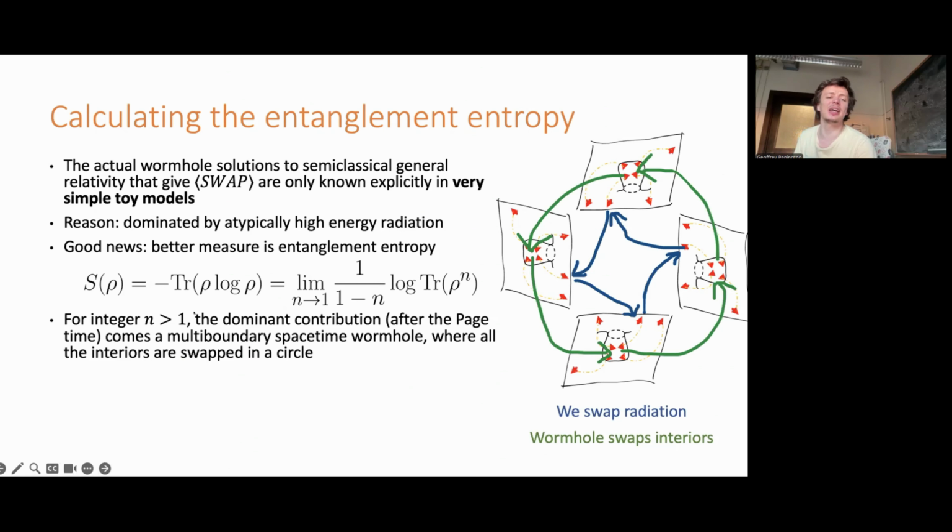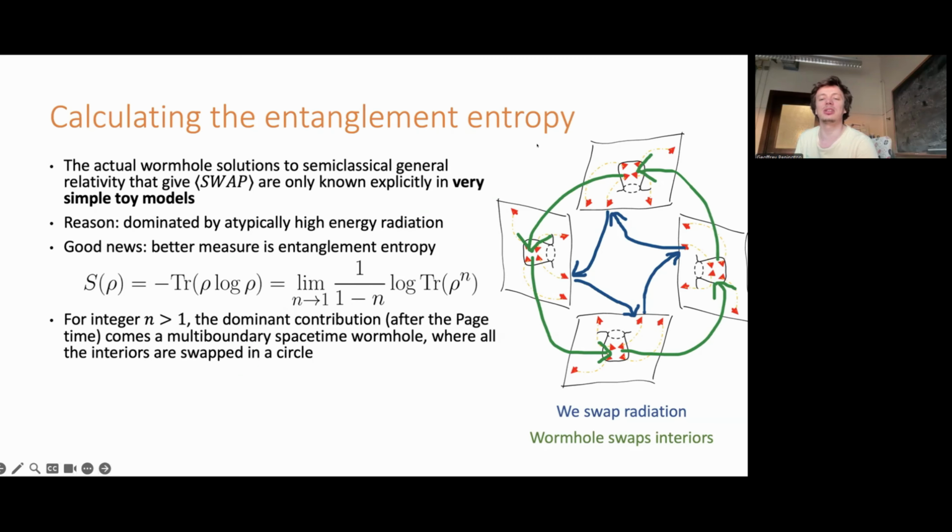So for integer n greater than 1, the dominant contribution after the Page time to this trace of rho to the n looks like a multi-boundary space-time wormhole. So it's very closely related to the space-time wormhole we just saw for n equals 2. But for general n, this thing is the expectation value of the swap-like operator, where we swap the radiation in copy 1 into copy 2, we swap the radiation of copy 2 into copy 3, and so on round in some big circle.